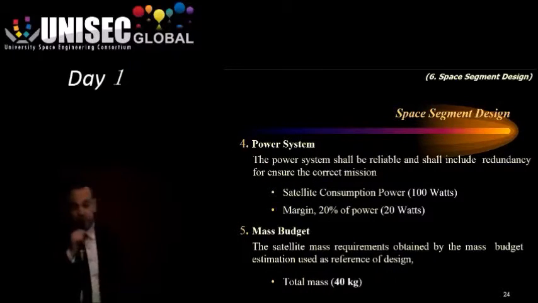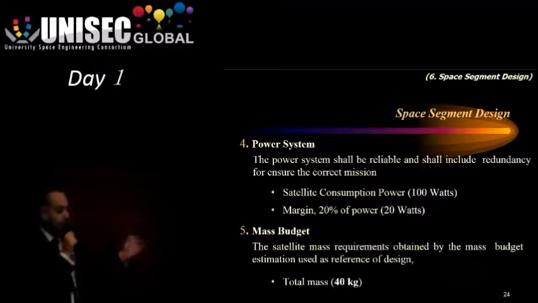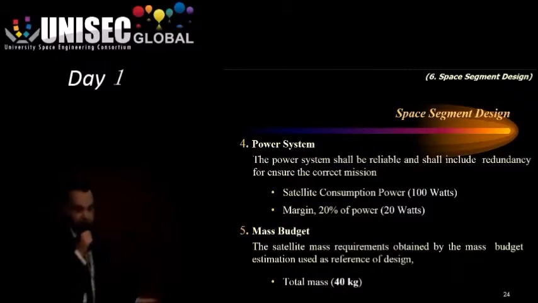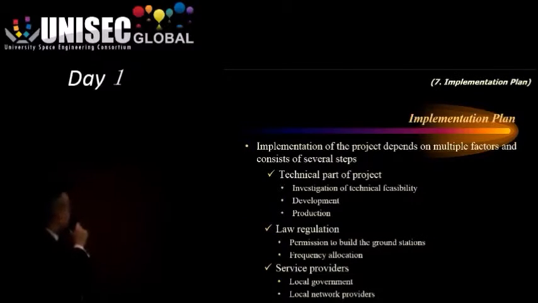So the implementation plan is a more important part. In this case, we want to build our ground station, for example, in this country, so we need an agreement. So how to do this collaboration? In this implementation, we have some factors, and it consists of several steps. We have the technical part, we have law and regulation, and we have the service provider.